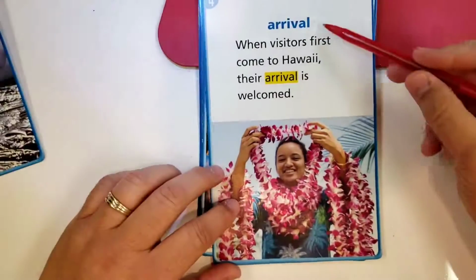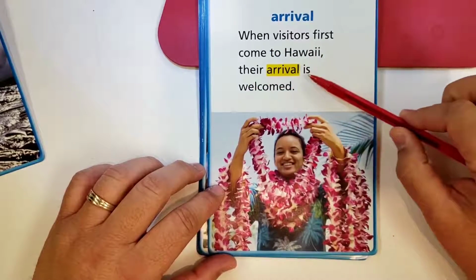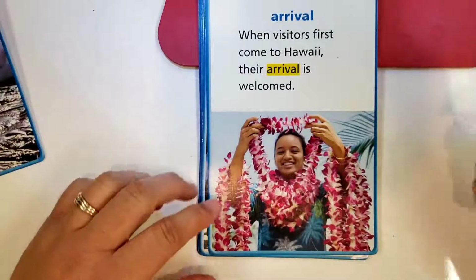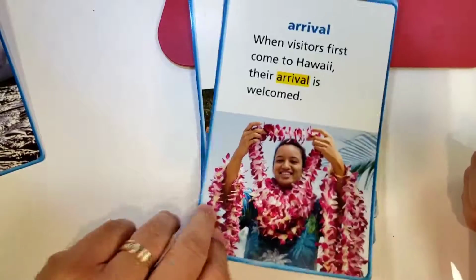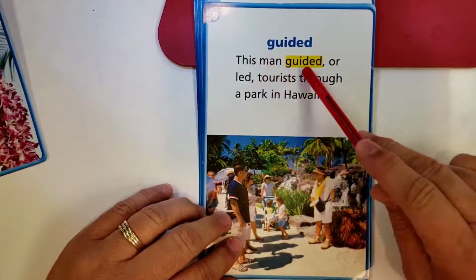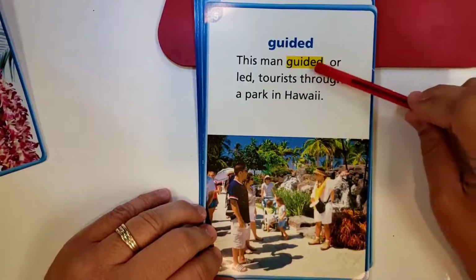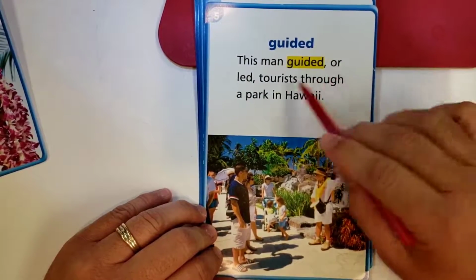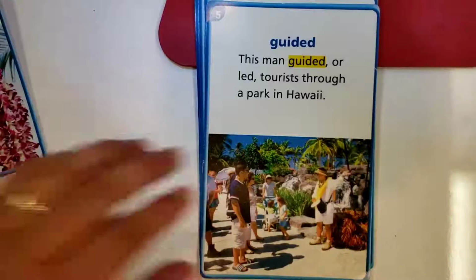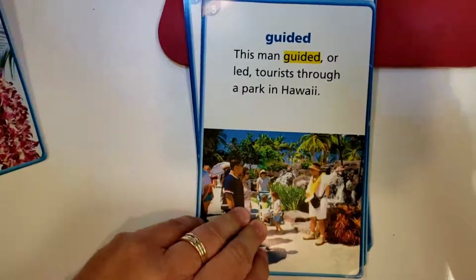The next word we have is arrival. It says when visitors first come to Hawaii, their arrival is welcomed. So your arrival is when you first get there, when you arrive, when you show up. That's what they're talking about here. The next word, guided. It says this man guided or led tourists through a park in Hawaii. Again, there's that definition in context. Do you see it? Or led. So the word led means guided. If you lead somebody somewhere, you're guiding them. Just like I am guiding you through these vocabulary words. I'm leading you through them.